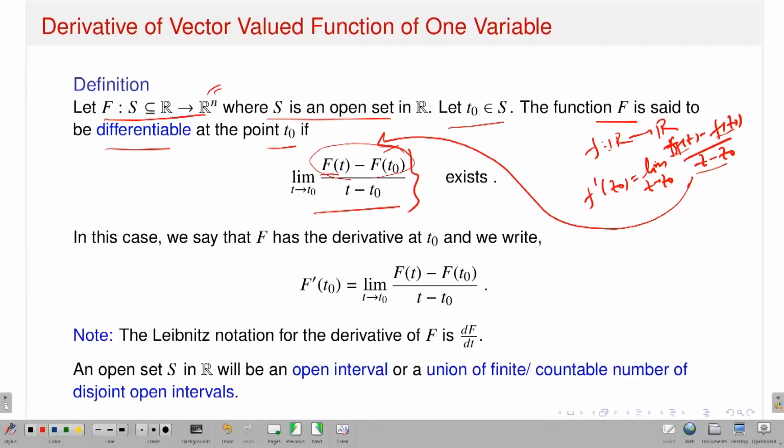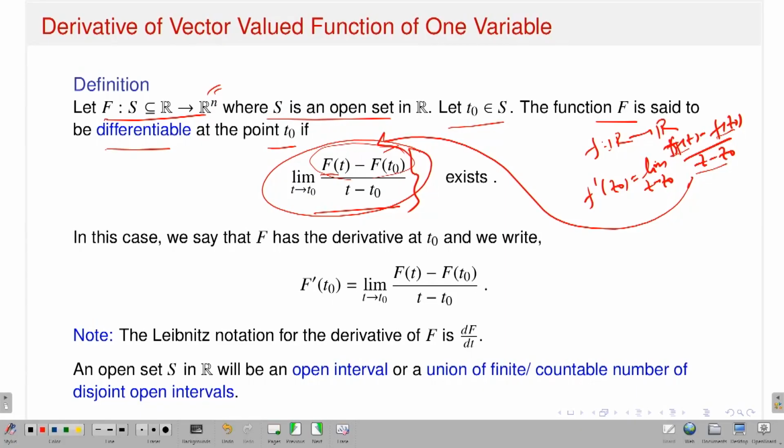So, now we just bring in the definitions that you know from R, like the limit of that quotient Ft minus Ft naught divided by t minus t naught exists. It is the same thing, but the only difference is that earlier Ft minus Ft naught divided by t minus t naught was a real number. Now, it is a vector in Rn.